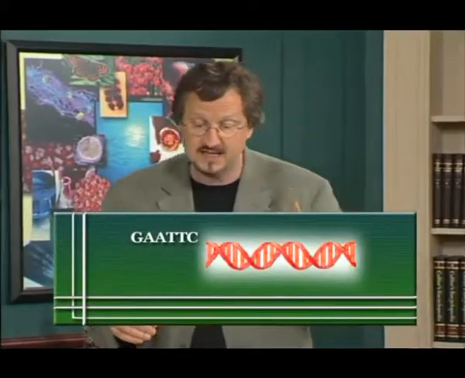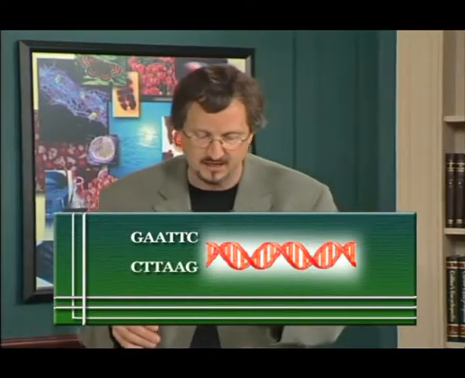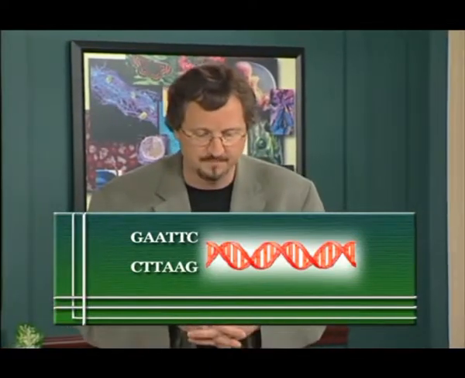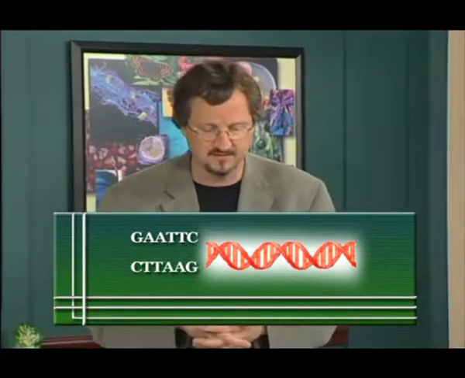Thus, if the sequence of one strand is GAATTC, then the complementary sequence on the opposite strand would be CTTAAG. It has to be this because of the complementary base pairing rules that Watson and Crick discovered so long ago. Because CTTAAG is GAATTC backwards, this sequence represents a palindromic stretch of the double helix.